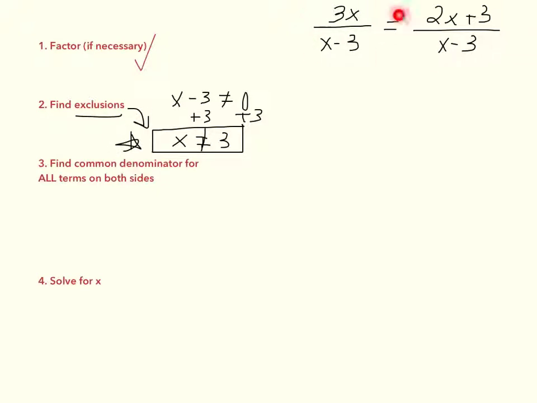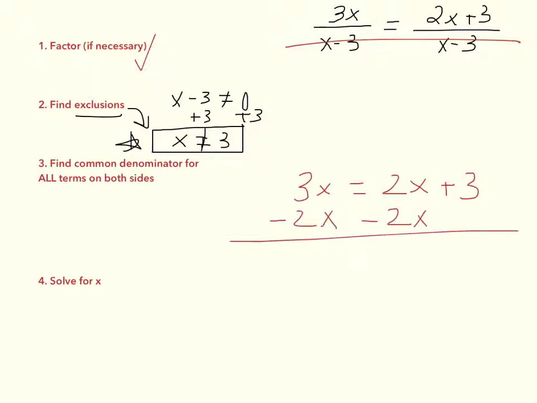Okay, so that's an exclusion. Now we go back and we're solving for x. Find the common denominator for all terms on both sides. Again, lucky us, they're already the same. So we don't even have to worry about that part. Once they're the same, you get to cross them out. So now we just work with the top, the numerators. So 3x equals 2x plus 3. And actually, I don't want to do that. I meant to subtract the 2x from both sides. So this will cancel, and I end up with 3 minus 2x, which is x, equals 3.